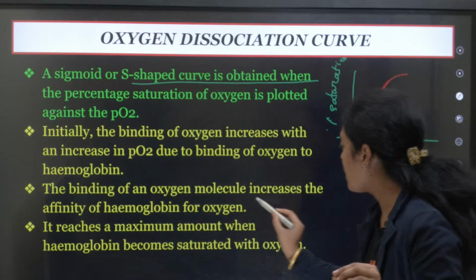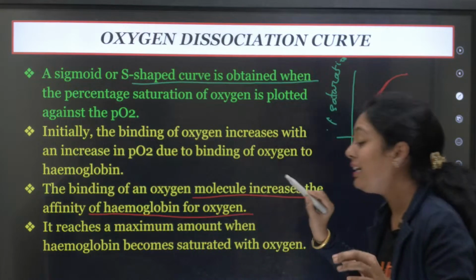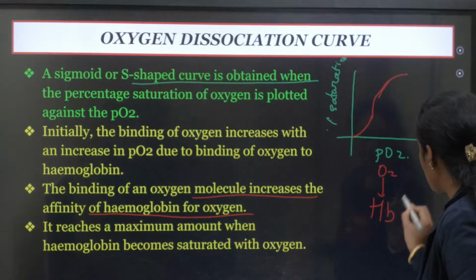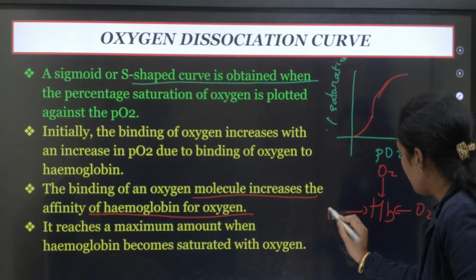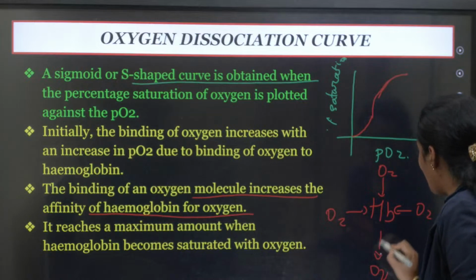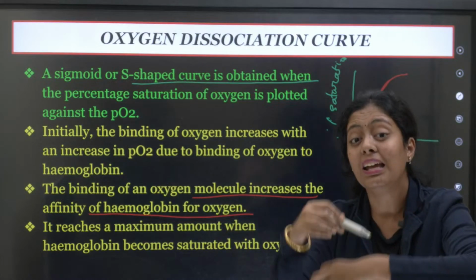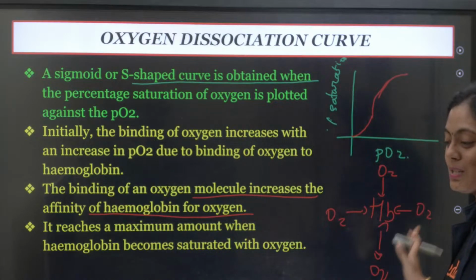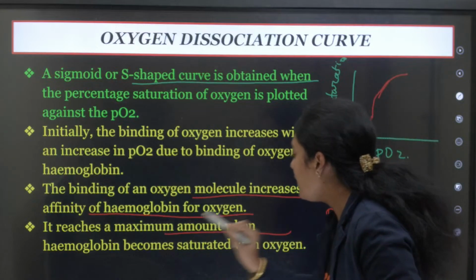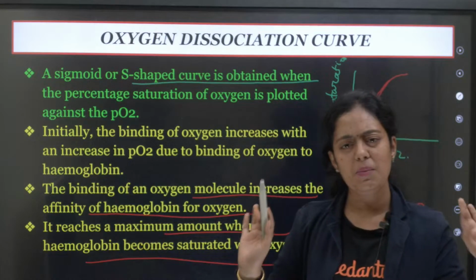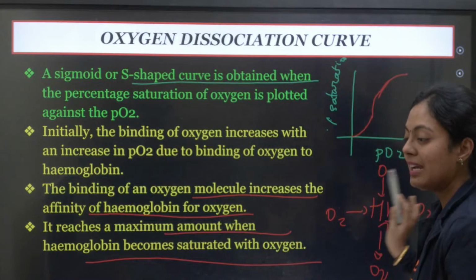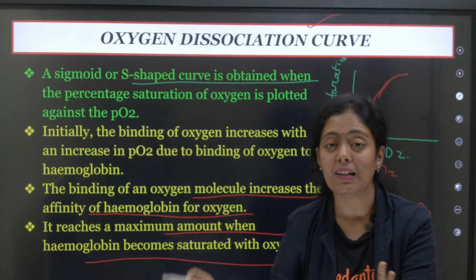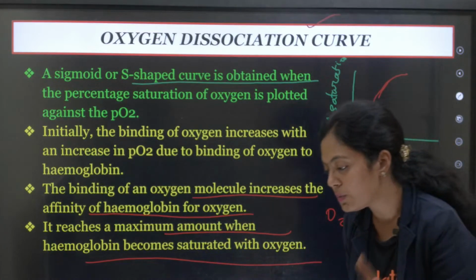The binding of oxygen molecules increases the affinity of hemoglobin for oxygen. Now look, let me explain this point clearly. Now there are 4 oxygen. So binding of one oxygen to hemoglobin increases the affinity of hemoglobin for oxygen. That is what I am trying to explain here. It reaches the maximum when hemoglobin becomes saturated with oxygen. Simple. This is very, very important. The sigmoid curve is what we call the oxygen dissociation curve. They'll definitely choose this for your NEET. It is very, very important.